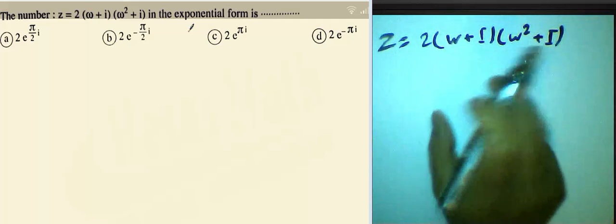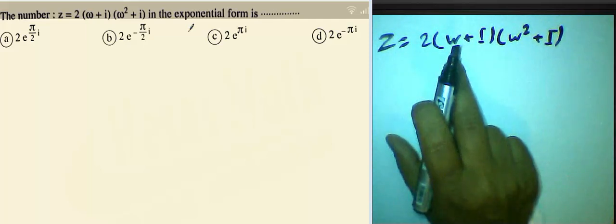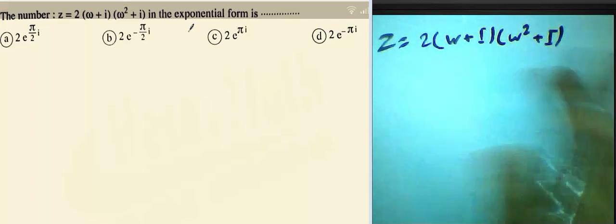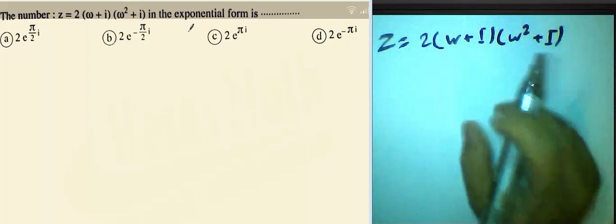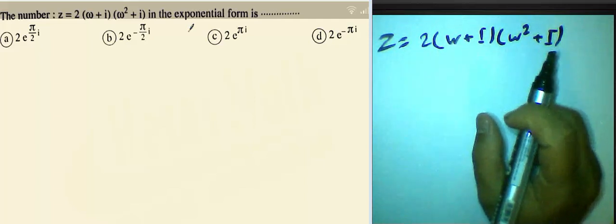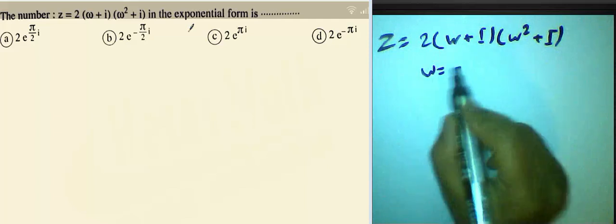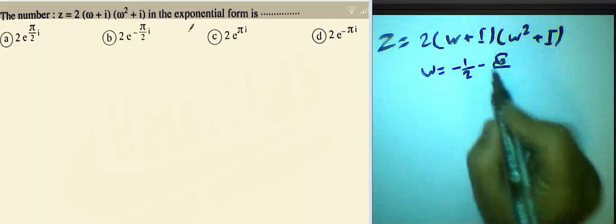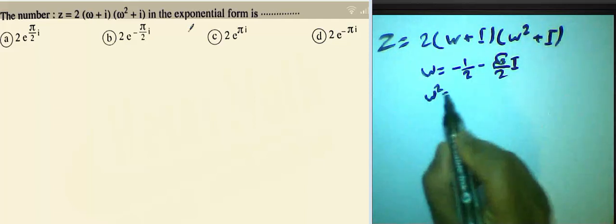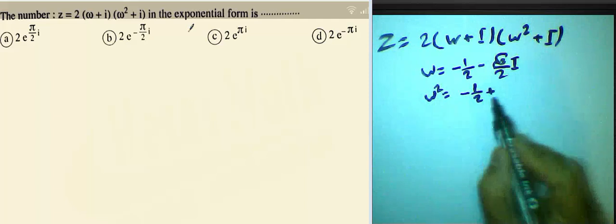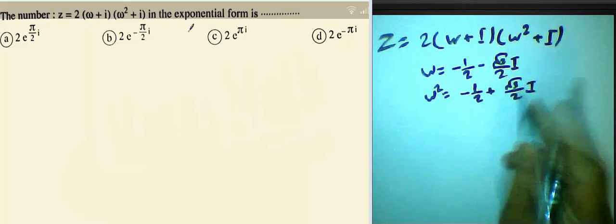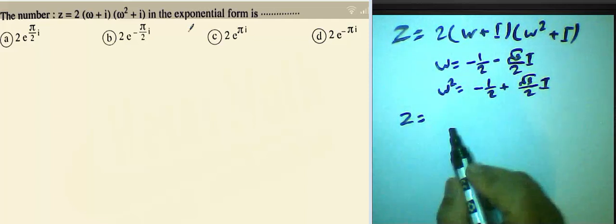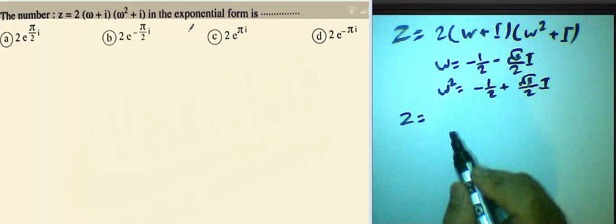We can use a calculator to find the result. We know omega equals negative half minus root 3 over 2 times i, and omega power 2 equals negative half plus root 3 over 2 i. You can use a calculator to find the result, but I will solve it with you.